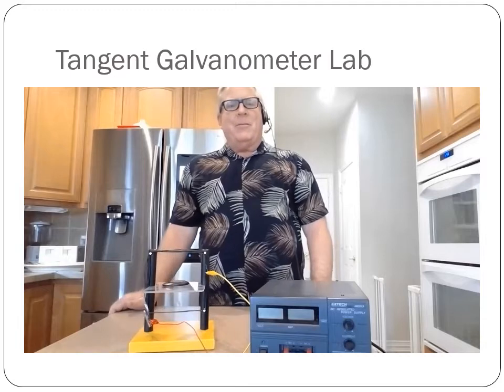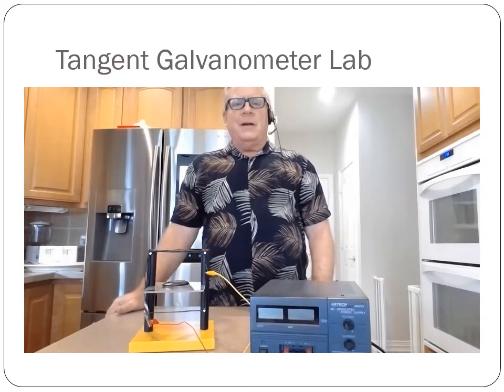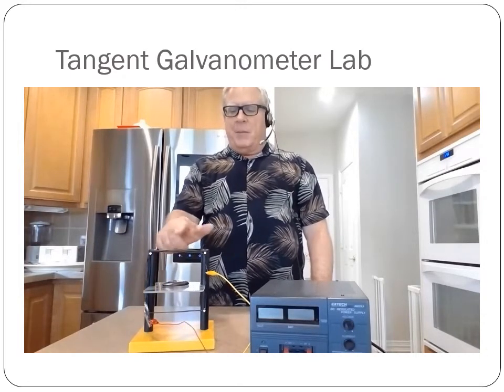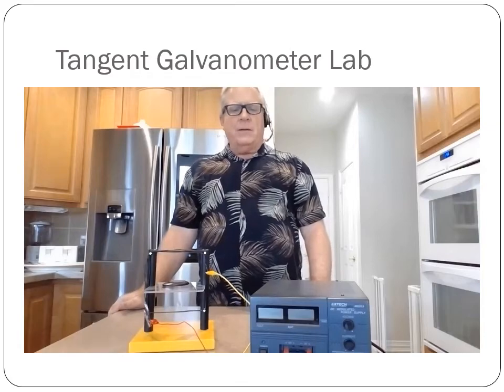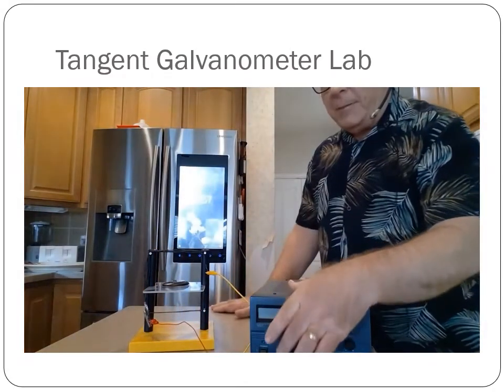The magnetic field is going to be pointing a different way, and so any deflection of my compass can be explained as being caused by the external magnetic field caused by the current flowing in these wires. So let's go ahead and turn on my current, and we'll see what happens here.